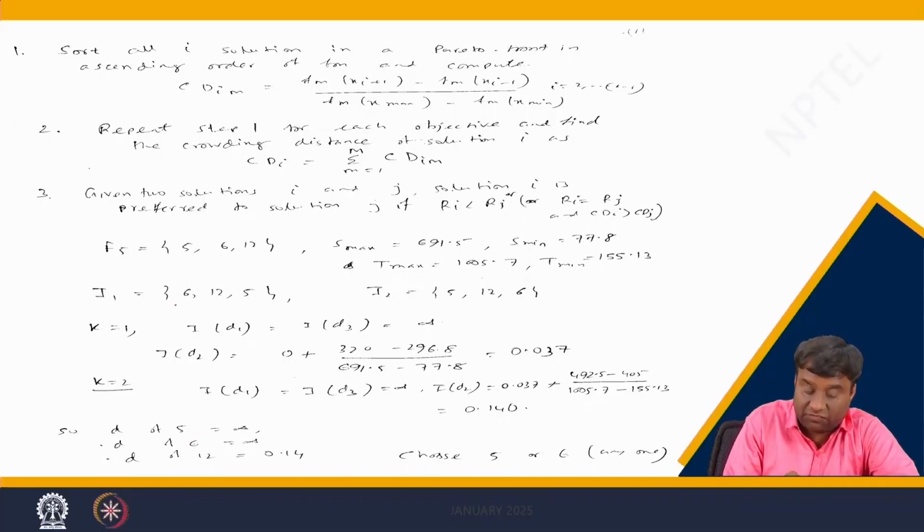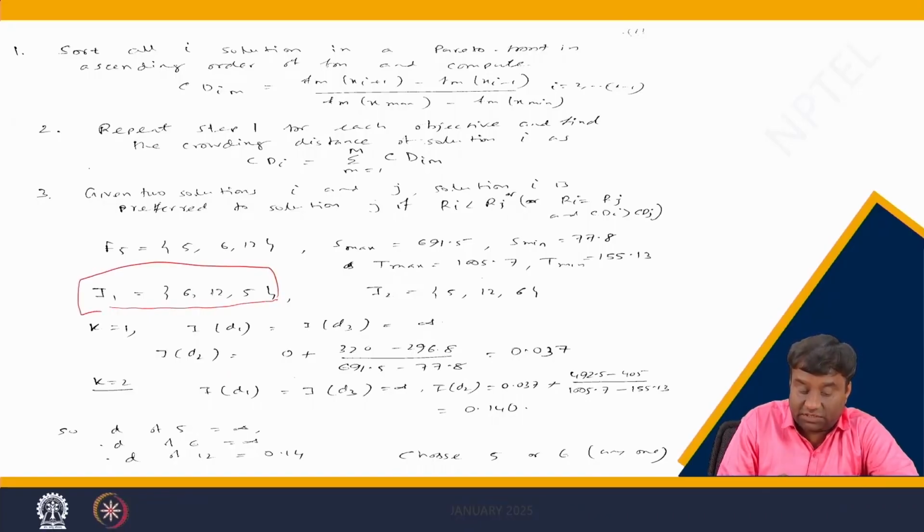Try to understand here: if you sort it, for objective one, I1 is 6, 12, 5, and for I2 it is 5, 12, 6. So these both are infinite. The crowding distance for 5 is infinite, for 6 infinite. The crowding distance of 12 we have calculated here. So there is only one vacant place, so we'll choose either 5 or 6.